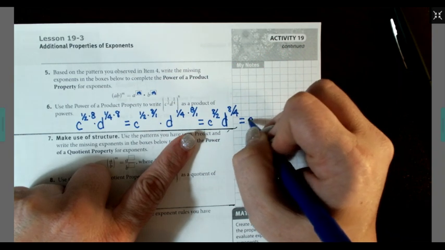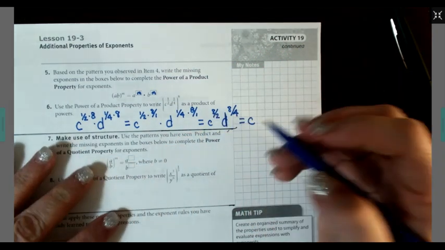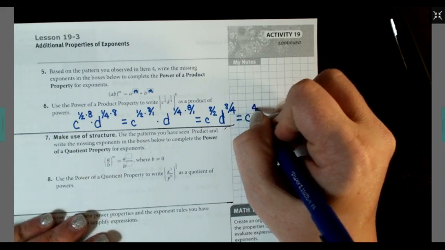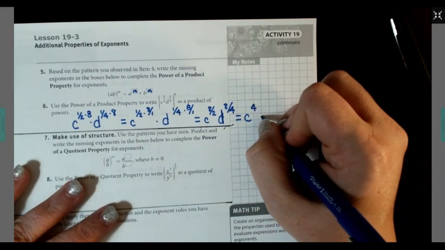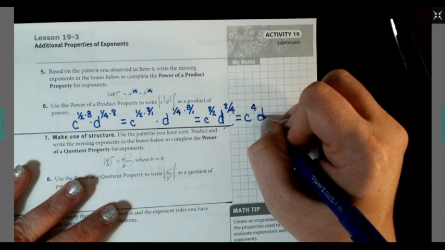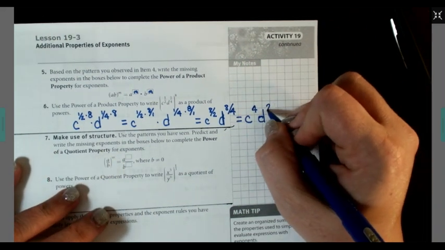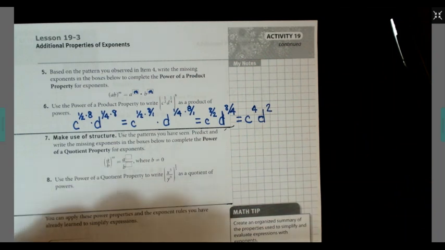Now we can simplify these some more. What is 8 divided by 2? Almost let it slip. 4. What is the exponent for d? We have 8 divided by 4. That's 2. Make sure you get this all written down, and we'll move on to our next section.